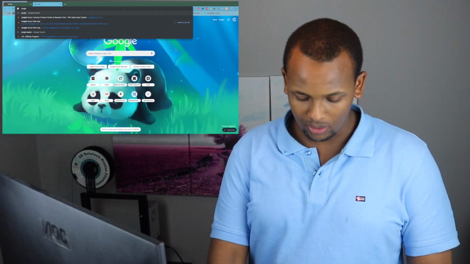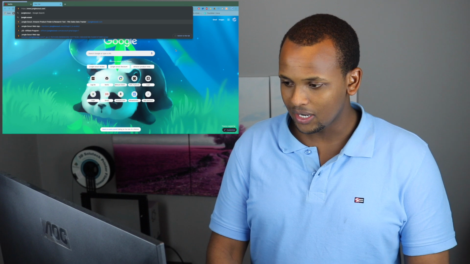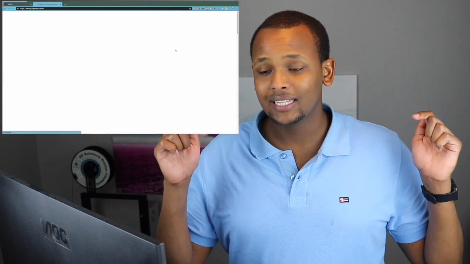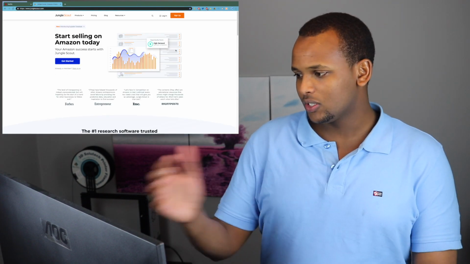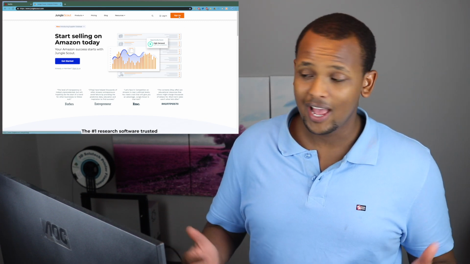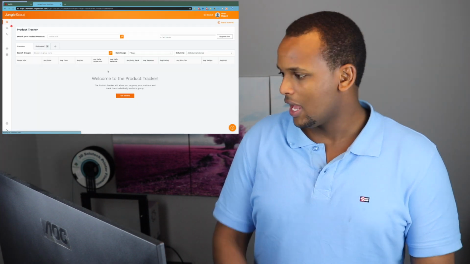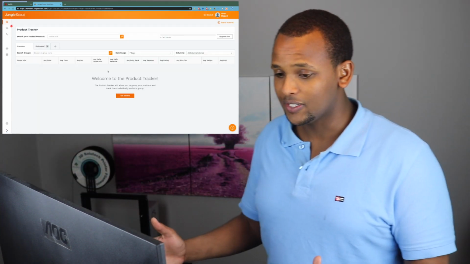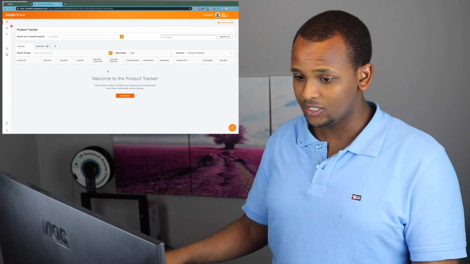I'm just going to type down on my computer now, junglescout.com. I'm going to leave a link in the description below. So once you're in Jungle Scout, you probably want to sign up. But since I already have an account, I'm just going to log in. And this is how Jungle Scout's interface looks like. It's very simple, very easy to use.